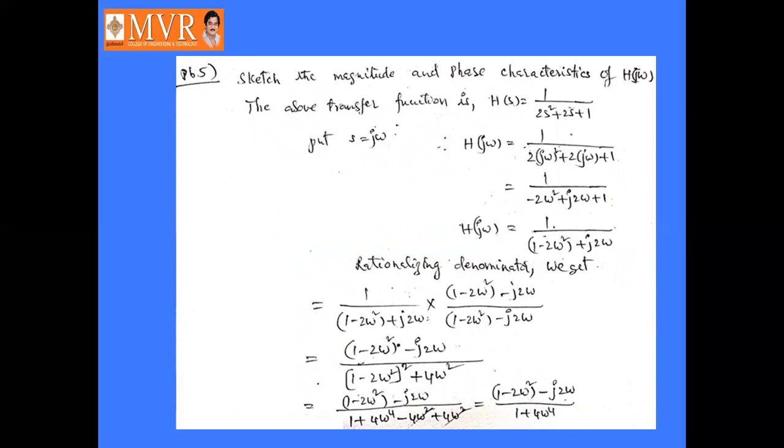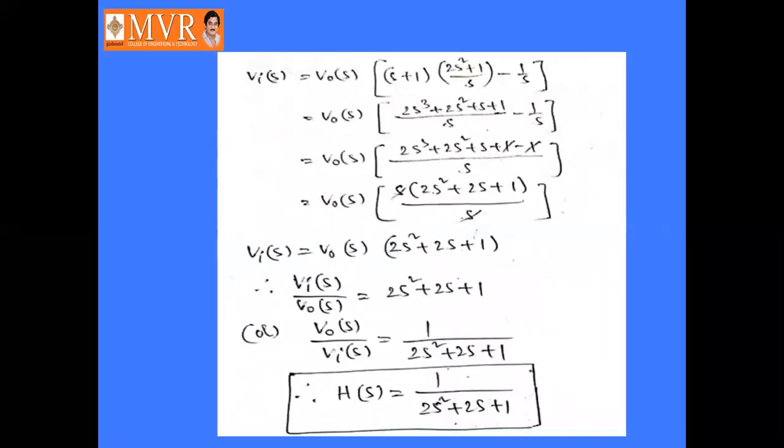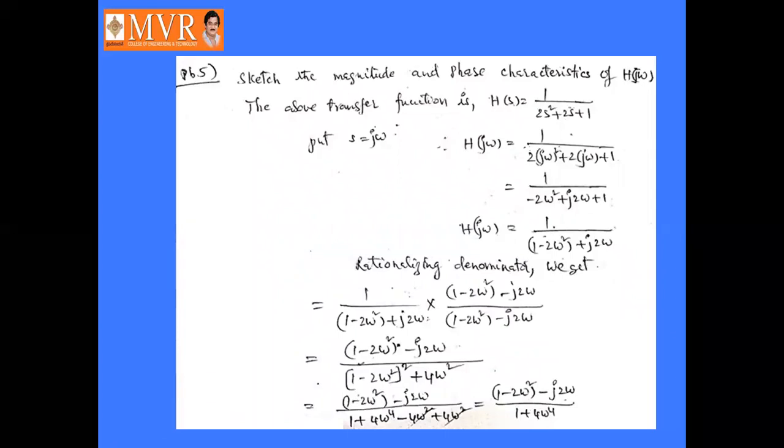Already h of s is the transfer function that is calculated in the above problem, that is h of s is equal to 1 by 2s square plus 2s plus 1. Now we have to sketch the magnitude and phase characteristics of h of j omega, but we have h of s, so replace s by j omega, so that it will become h of j omega. So h of s is 1 by 2s square plus 2s plus 1.